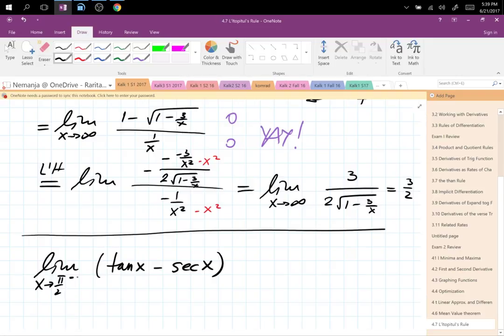I've got no idea how to factor that. Yeah, 10x minus secant x. But you have to factor, right, to get it to 0 times infinity. So you have to break it apart somehow. Yeah, but I don't know what tan x equals or what secant x equals.